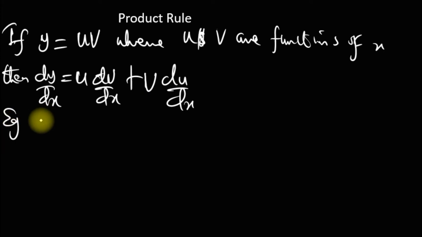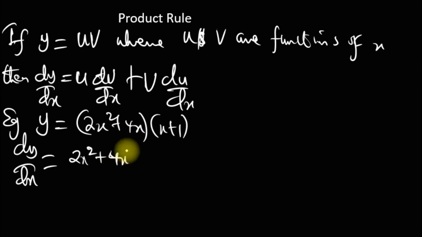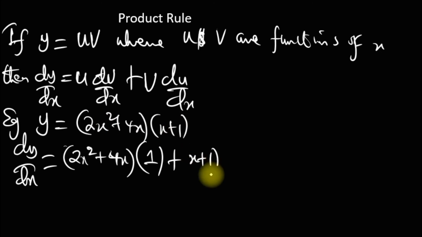Example, if you have y equals 2x squared plus 4x times x plus 1, then now the dy/dx is, you keep your constant 2x squared plus 4x, you now differentiate x plus 1. If you differentiate x it is 1, and if you differentiate plus 1 it is 0, so no need of writing 0. Plus v. I told you the first one is u, the second one is v, though anyone could be u or v because multiplication is commutative. For me, the first one is u, the second is v. So v, now we differentiate the second function.